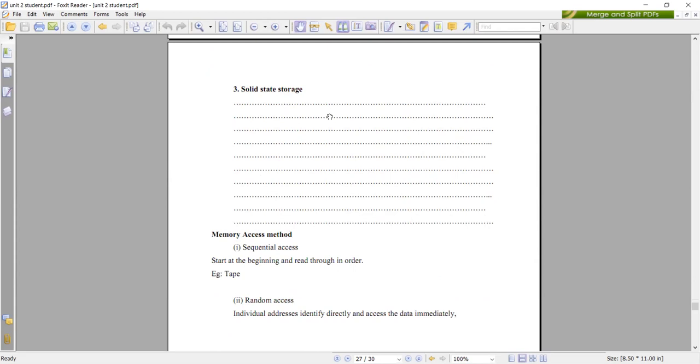Solid state storage is a type of computer storage media made from silicon microchips. This stores data electronically instead of magnetically.